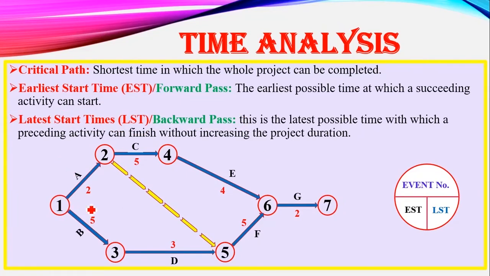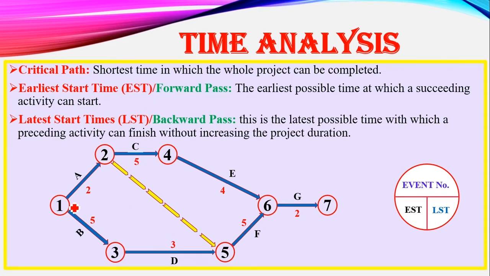For example, in this particular case, what is the EST for activity E? The EST for activity E here is, if activity A takes 2 days and C takes 5 days, the earliest that E can start is after 5 plus 2, which is 7 days. If you're talking of F, the EST for F, which is the earliest time that F can start, is after B and D are complete, which is 5 plus 3, which is 8. That's what we mean by EST. Then LST is calculated moving backward. Then what you need to understand is, when you're calculating the EST, we pick the longest time. You're going to see that in our next illustration.